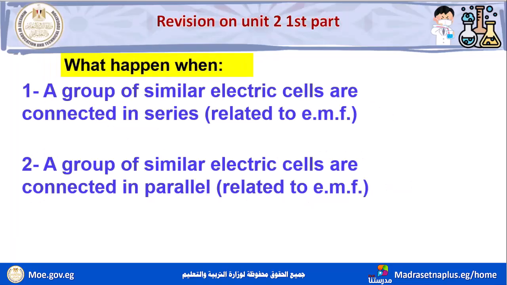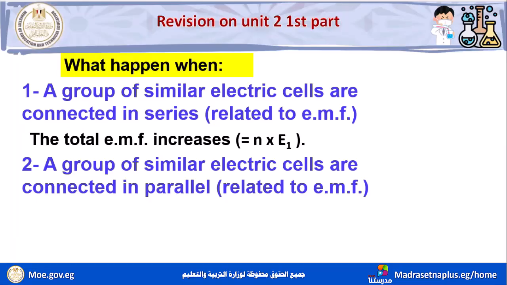Another question, what happened when number 1, a group of similar electric cells are connected in series related to electromotive force. The total electromotive force will increase, equal n times E1, where n is the number of electric cells.